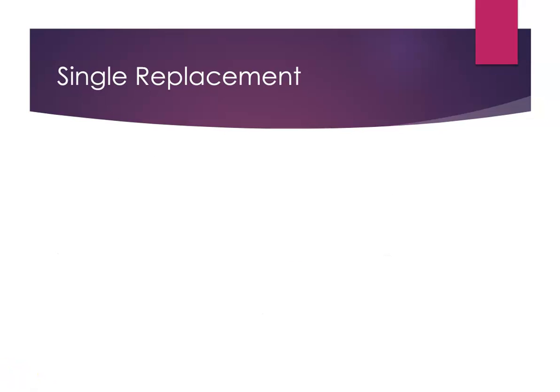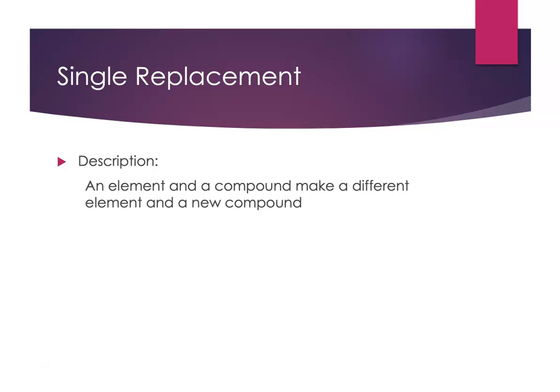The next type of reaction that I'd like to discuss is generally referred to as single replacement. So what's happening in single replacement reactions is you have an element reacting with a compound. And when they're done reacting, you have a different element and a new compound. So A can react with the compound BC. A can kick B out of the compound. A and C end up together in a compound, and B's the element.